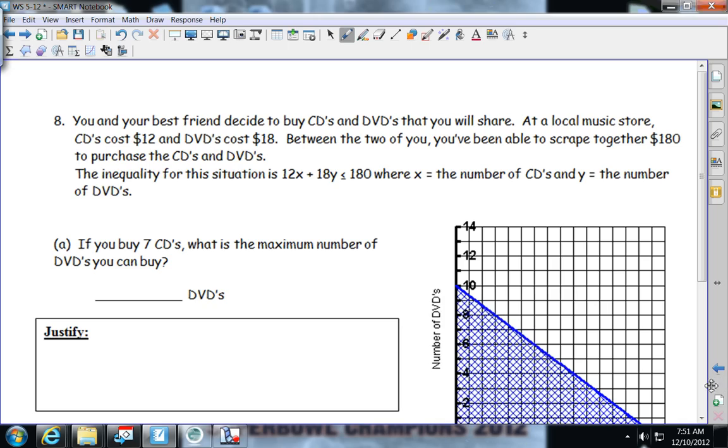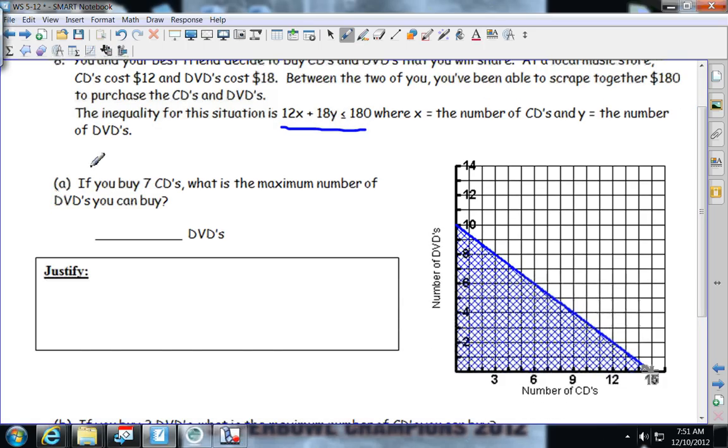Number 8. Okay. Here it says you and your best friend decide to buy CDs and DVDs. And it says that the CDs cost $12, the DVDs cost $18. Between the two of you, you're able to scrape together $180 to purchase the DVDs and CDs. Okay, so it gives you the inequality, and it tells you that X is the number of CDs and Y is the number of DVDs. All it says is if you buy 7 CDs, what is the maximum number of DVDs you can buy?